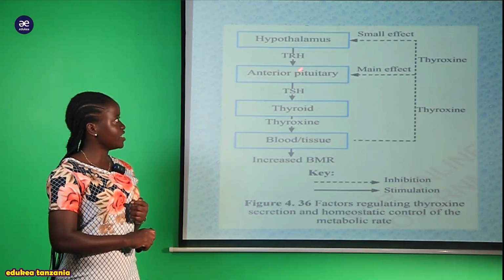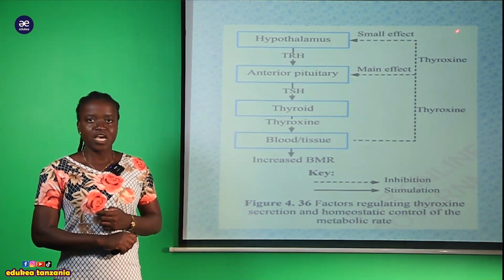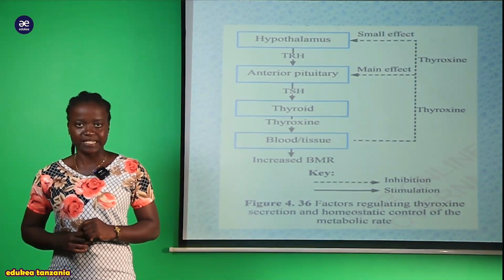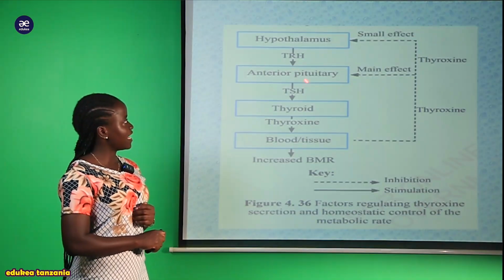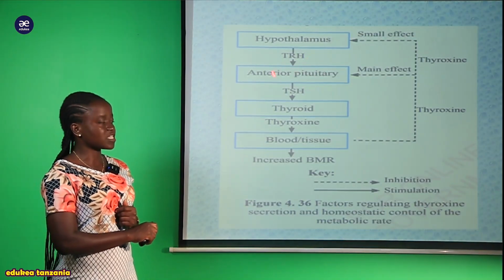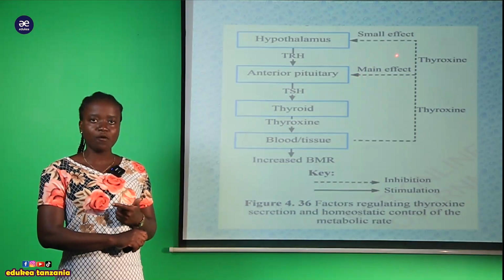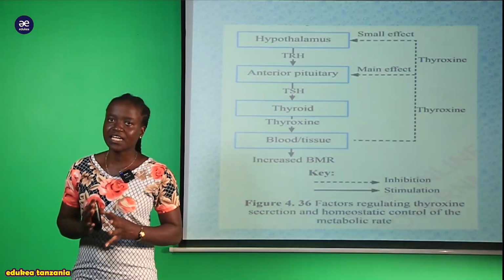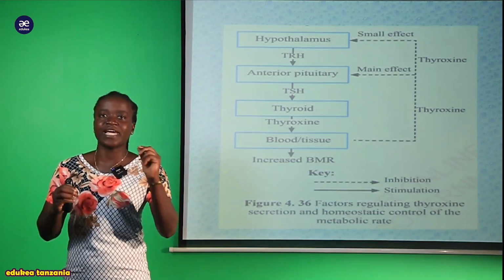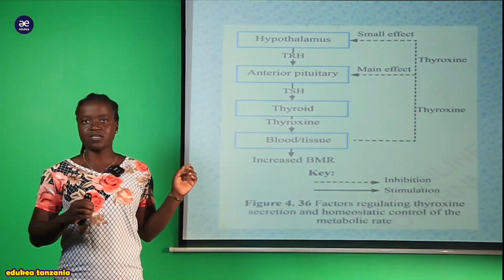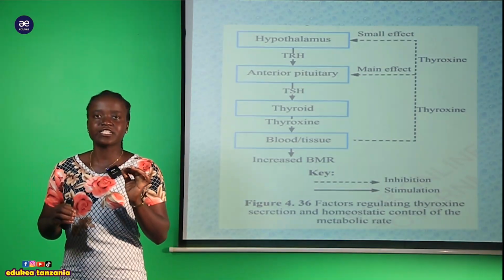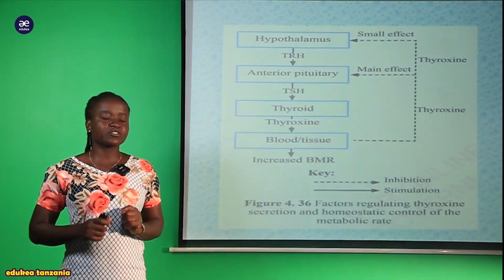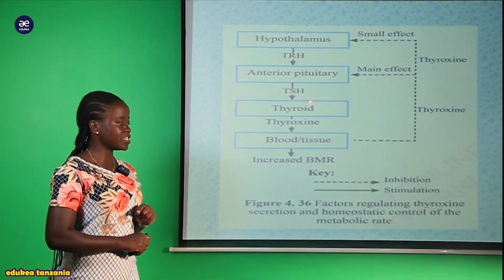This thyrotropin releasing hormone, au tunaweza kuita TRH, inaenda moja kwa moja kwenye the part of the brain called the anterior pituitary gland. Due to the secretion of the thyrotropin releasing hormone, the anterior pituitary gland will release the thyroid stimulating hormone, since the pituitary gland only releases stimulating hormones. So what hormone does the anterior pituitary gland release due to the thyrotropin releasing hormone from the hypothalamus? It is called the thyroid stimulating hormone.